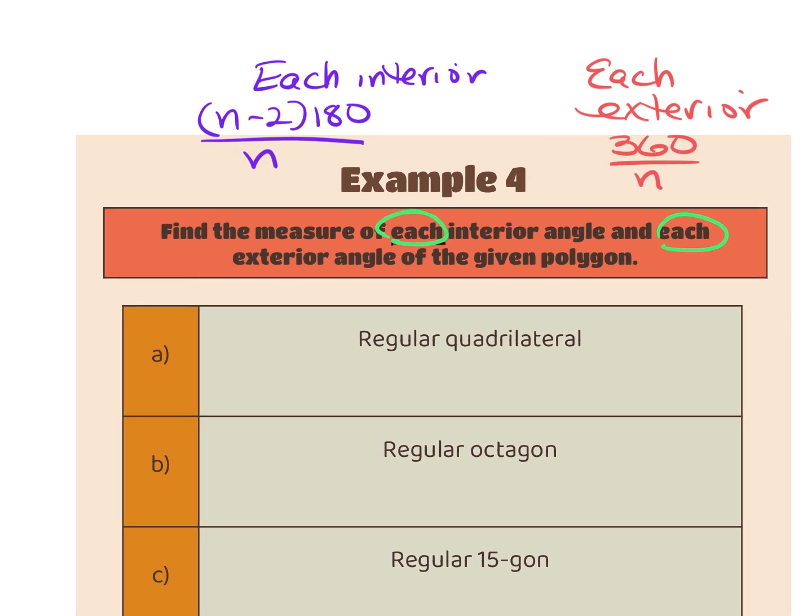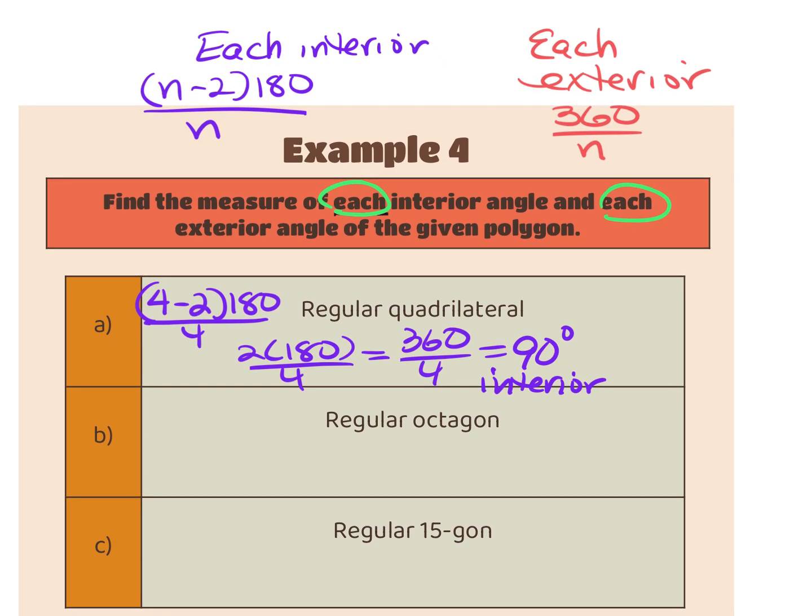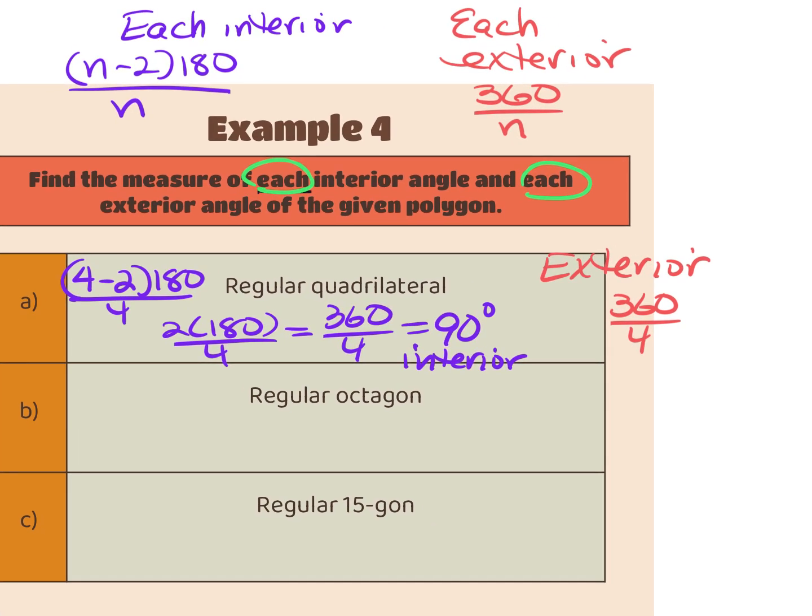So for the regular quadrilateral, I'm going to take 4 minus 2 times 180 and then divide it by 4. 4 minus 2 is 2. 2 times 180 divided by 4. 2 times 180 is 360 divided by 4, and I get 90. This is the interior angle of a regular quadrilateral. In other words, a square. When we want to do the exterior angle, I'm going to do 360 divided by the number of sides. Notice it's the same calculation I just did, and it's 90.